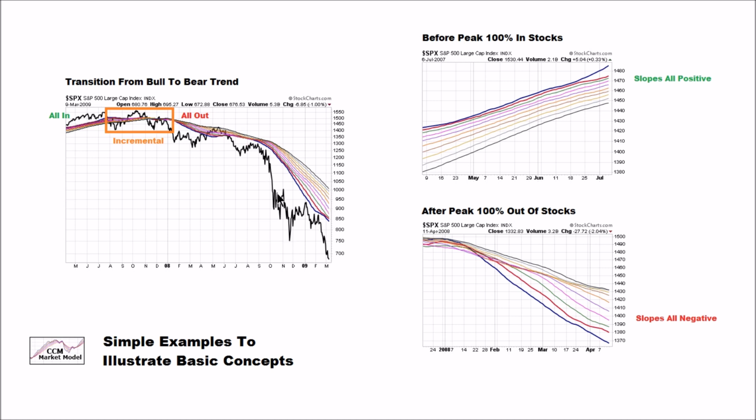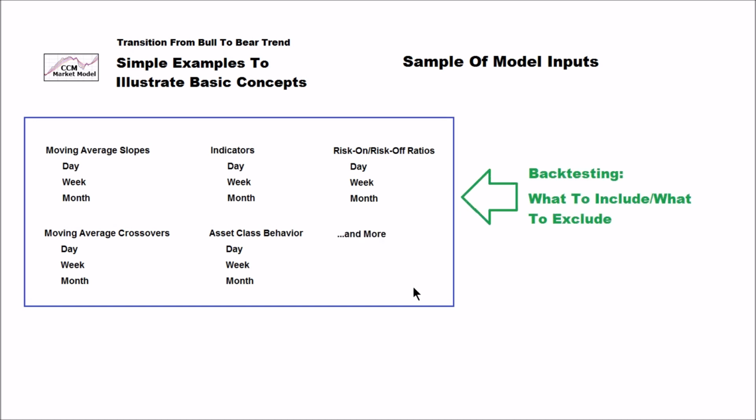Since there is no magic moving average slope to use or any magic pair of moving average crossovers to use, and since markets are far from binary, the market model uses a wide array of inputs. This is a sample of some of the inputs. Moving average slopes, daily, weekly, monthly. Technical indicators like MACD, daily, weekly, monthly. Risk on, risk off ratios, daily, weekly, monthly. Moving average crossovers, daily, weekly, monthly. And asset class behavior on daily, weekly, and monthly time frames. There are additional inputs, but for conversation's sake, let's just move on.